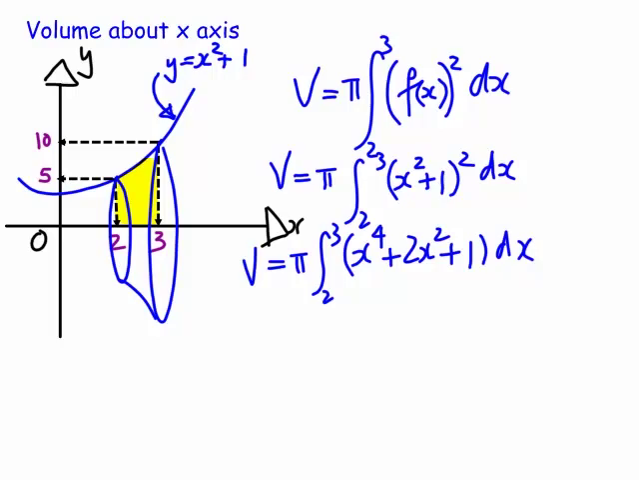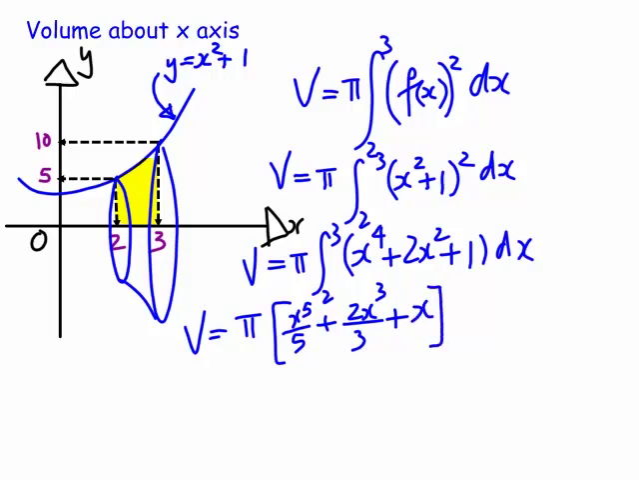So the volume is pi times, let's integrate each of these terms. x to the 4, we add 1 to the power: x to the 5 over 5. 2x squared goes to 2x cubed over the new power, 3, and then we integrate the constant 1 up to x. Now we need to evaluate that between 2 and 3, so let's work out what this is.